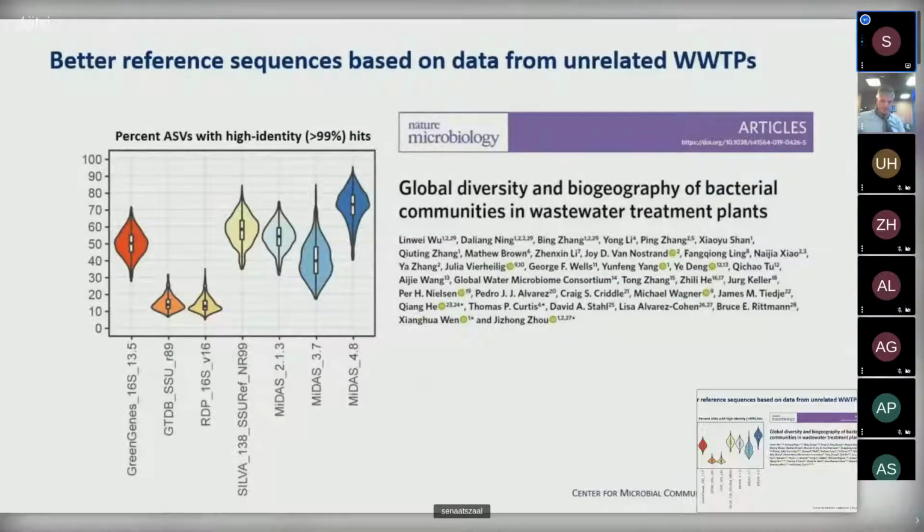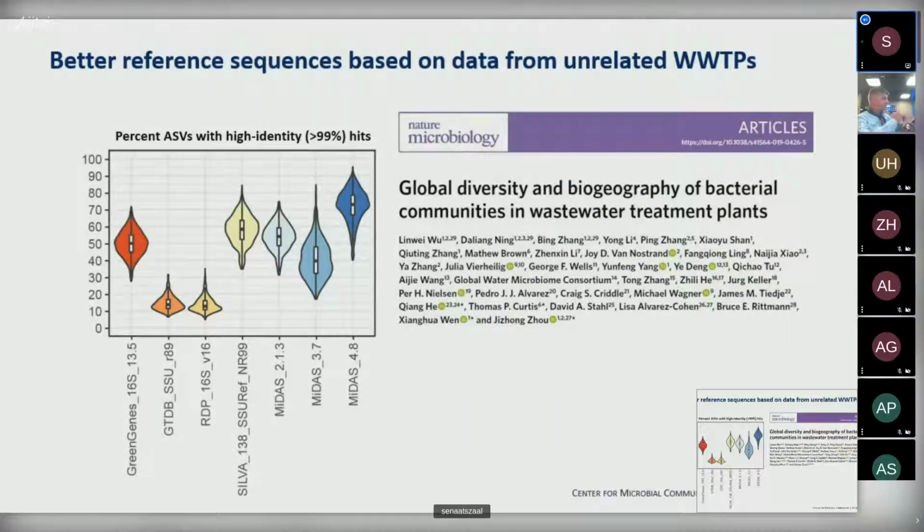So to evaluate our database, we wanted to figure out whether we had more high density references for the amplicons that we actually see in these ecosystems compared to other commonly used reference databases. And to make an unbiased evaluation, we used data from unrelated wastewater treatment plants, which are part of this global diversity study that you can see here over to the right. So what we did was that we simply mapped the amplicon sequence variants to different databases that you see on the graph here. And then we calculated the percent of the ASVs which had high density hits. That's hits with more than 99% identity.